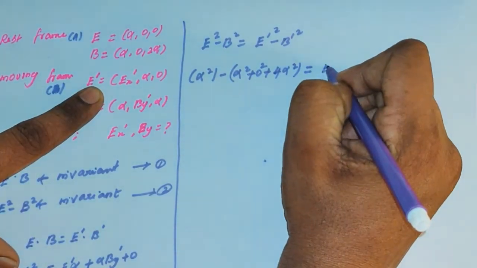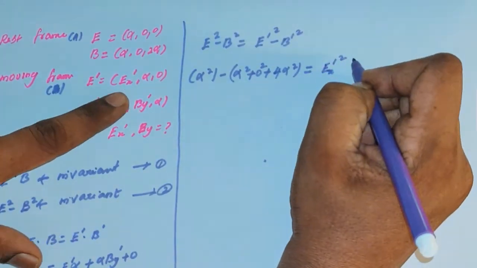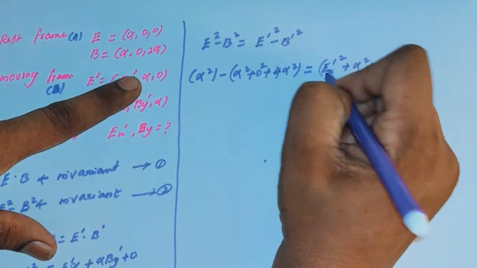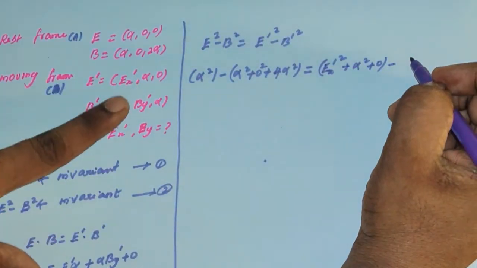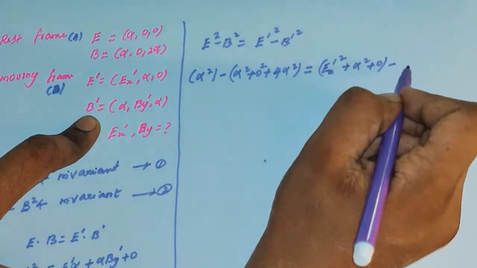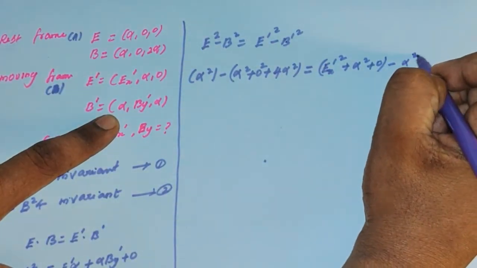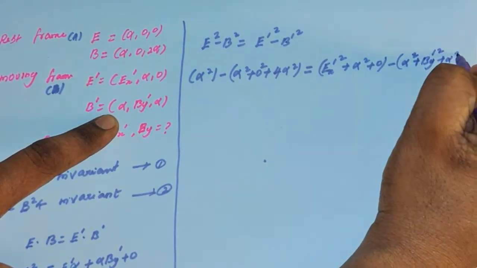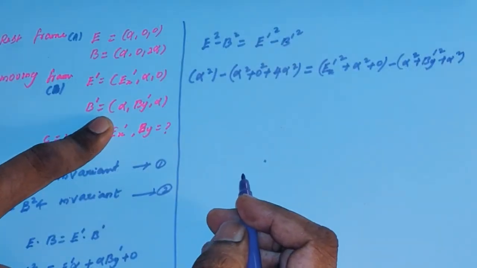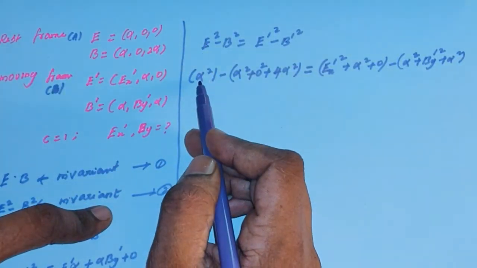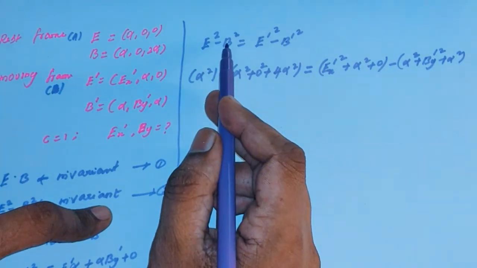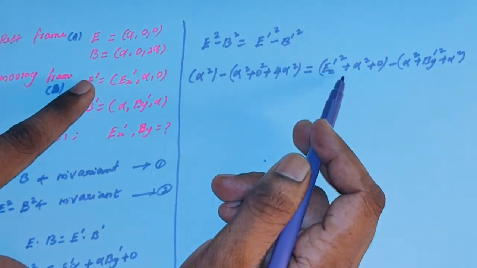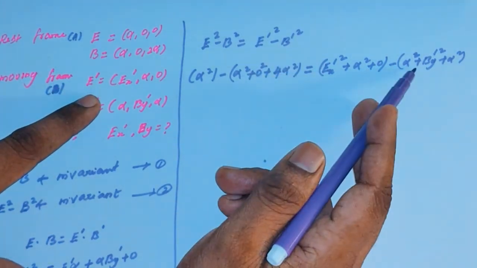If you are taking the E prime square, it is Ex prime square plus alpha square plus 0 square, minus B prime square. Here it's actually B prime square. If you're taking this square, so alpha square plus By prime square plus alpha square. So first, what we did, E square we are taking, that means E dot E, then minus B dot B. So here all the quantities are in vector form. In a similar manner, the E prime square minus B prime square.